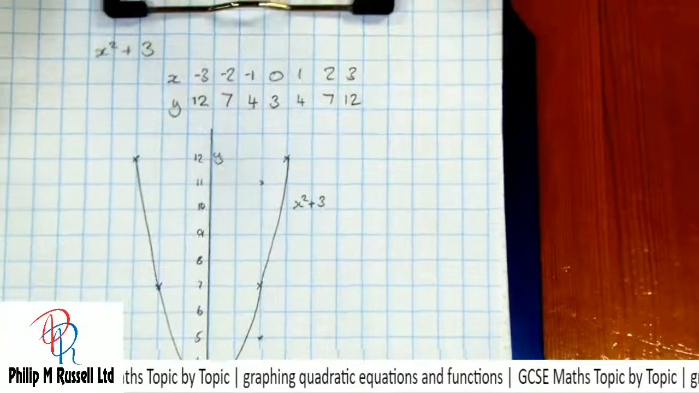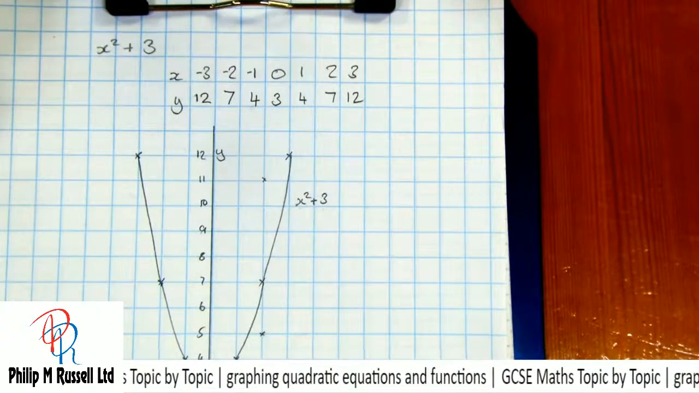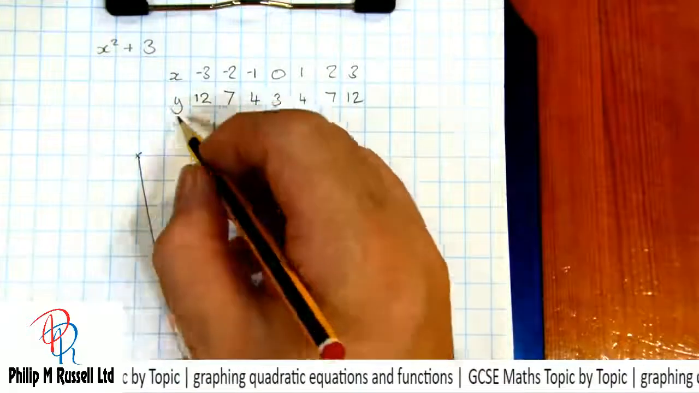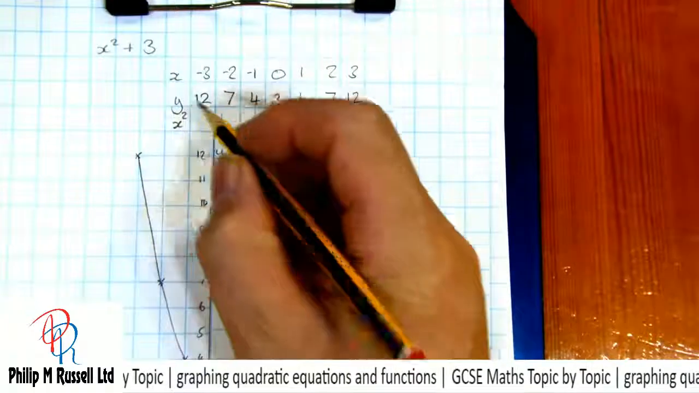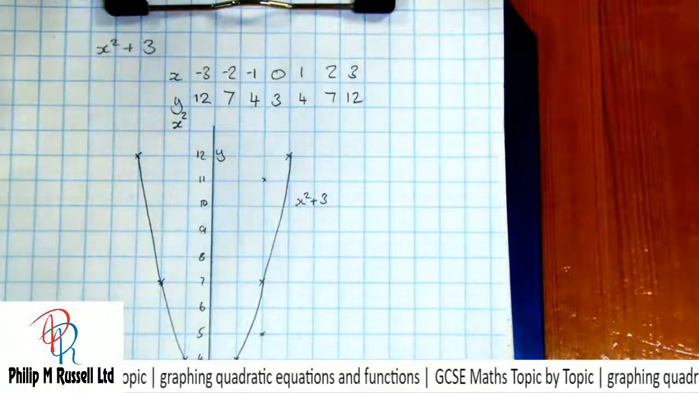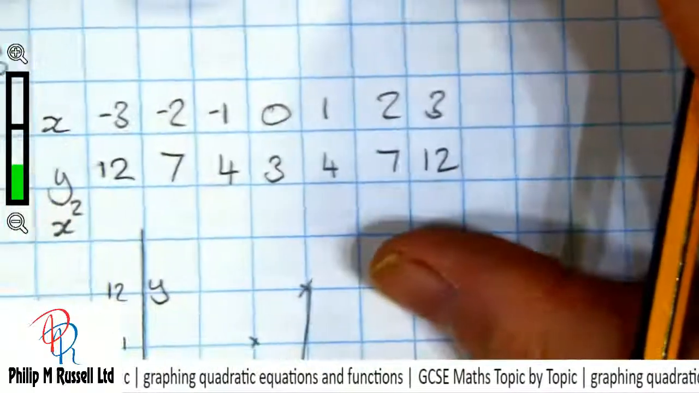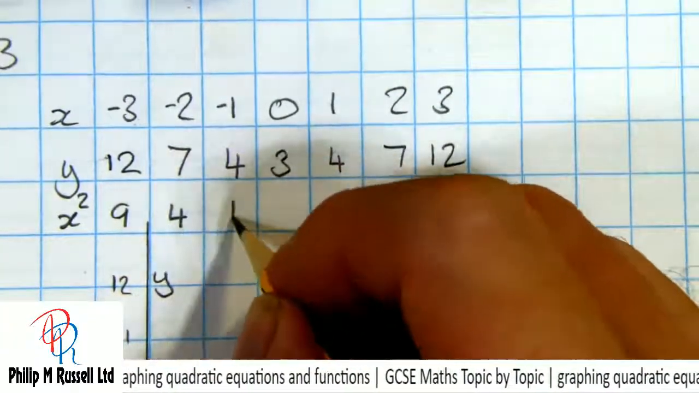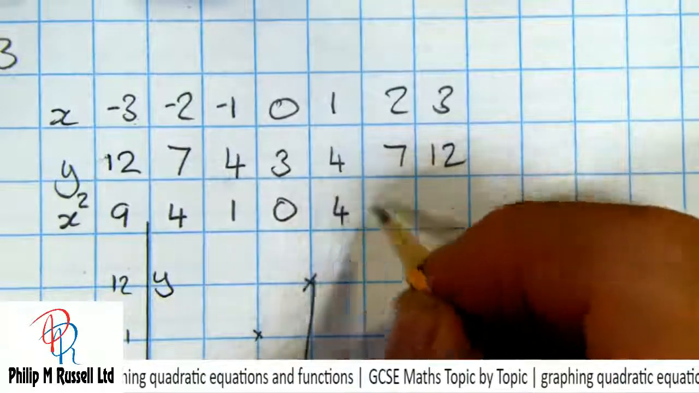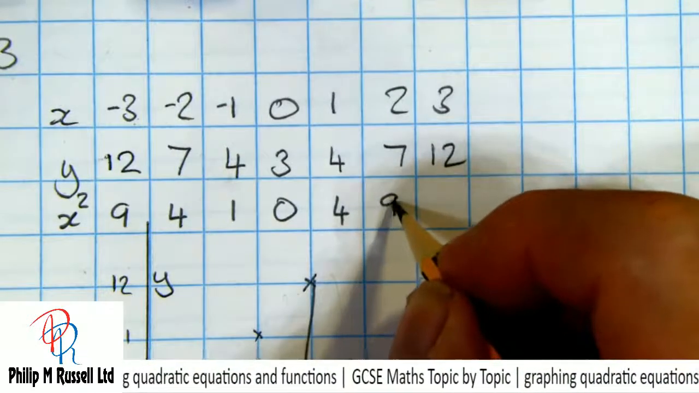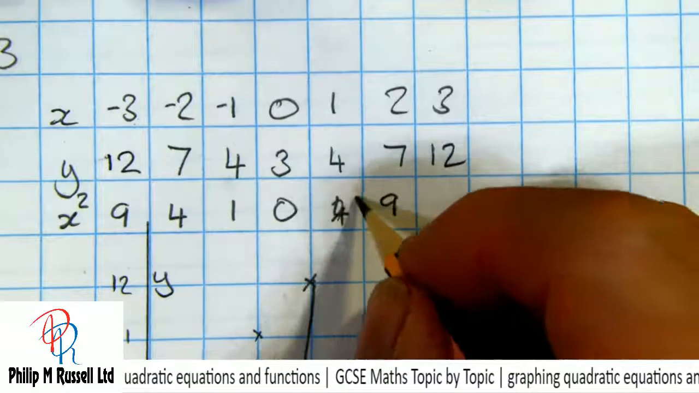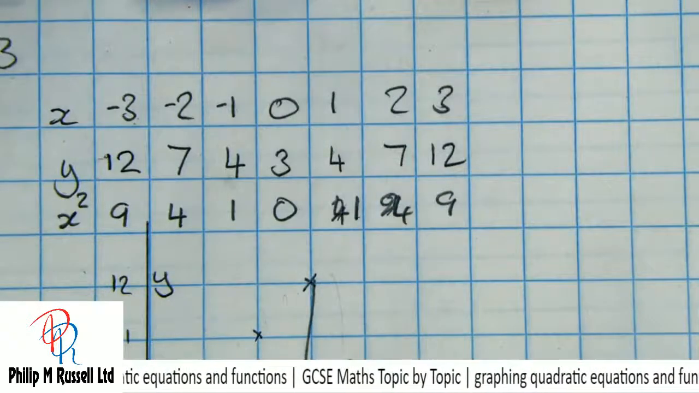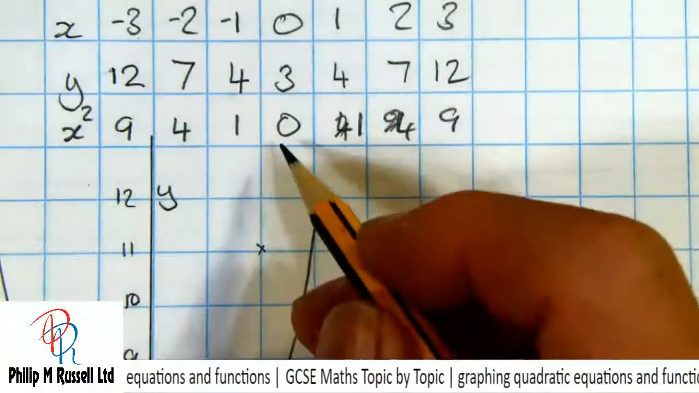So there is our graph. Now if I'd just done a graph of x squared, let's have a look at what that might look like. So I'm just going to draw the values of x squared in. This is going to give us 9, 4, 1, 0. I didn't do that right. 1, 4, and 9. Right, let's have a look at what this graph looks like.